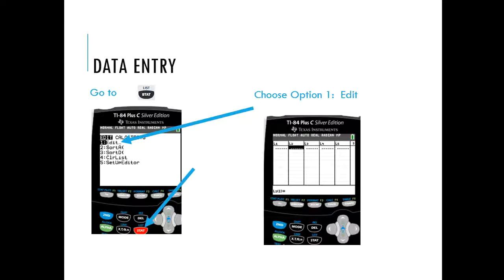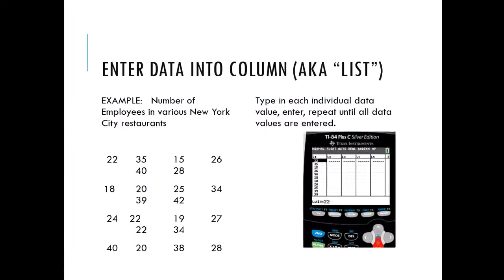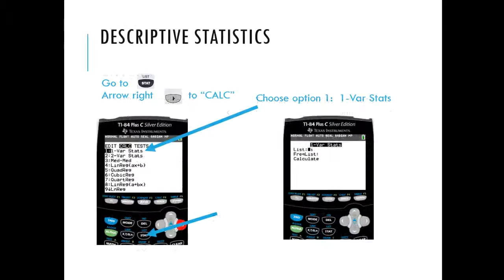So first thing you're going to do again is hit stat and go to where you enter your data. We're going to still use that data we used before, number of employees in various New York City restaurants, and we're going to enter all that data. Now we're going to hit stat again, and arrow over to the right to calculate.